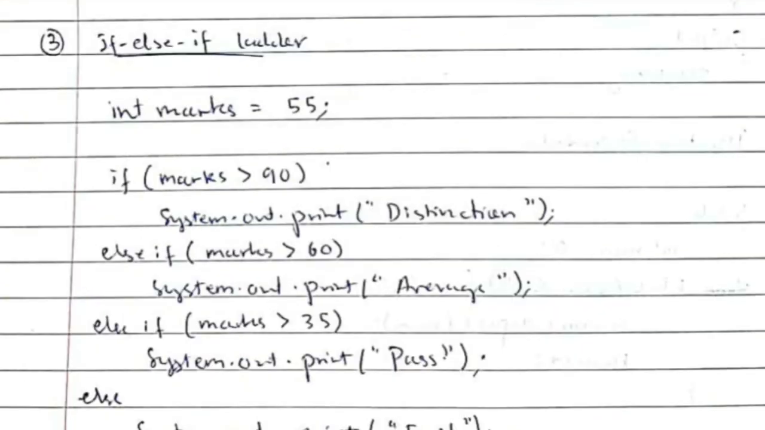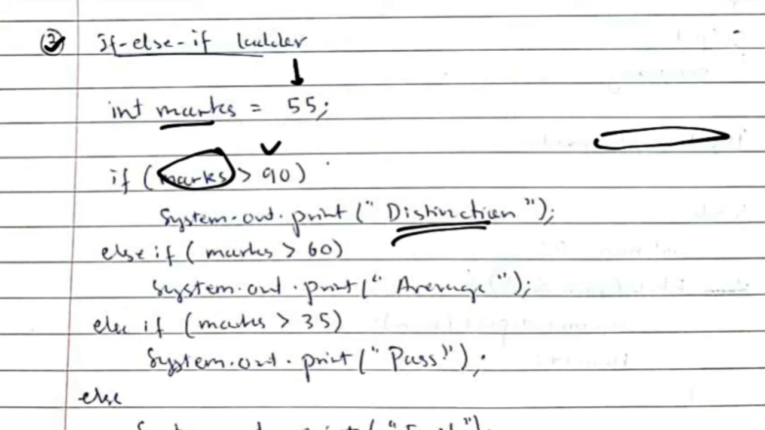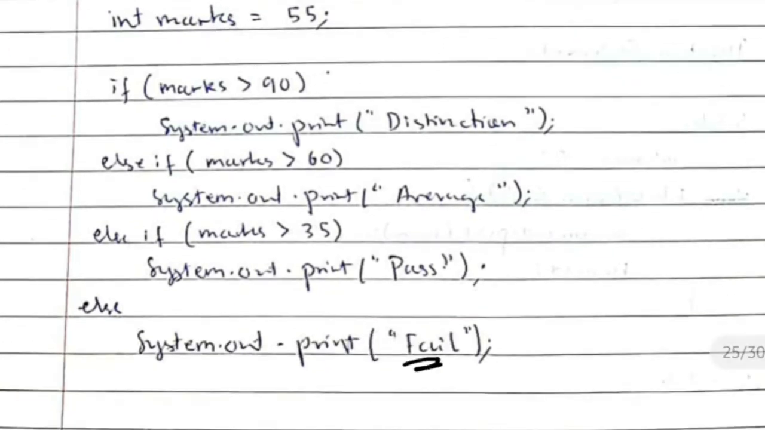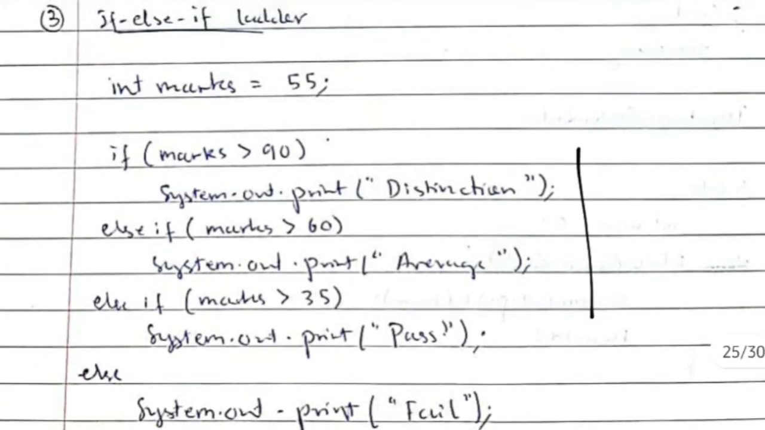Okay, the next one is the if else if ladder. In this, if I have to execute a statement which depends on multiple conditions, suppose that int marks is defined as 55, so first I have to start from if marks is greater than 90. If it's true, print out distinction. Else if it's greater than 60, print out average. Else print out pass, or else print out fail. Okay, so in this case I have to check each statement one by one. So in this particular scenario I can use the if else if ladder.